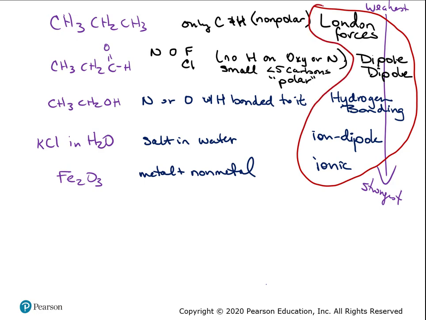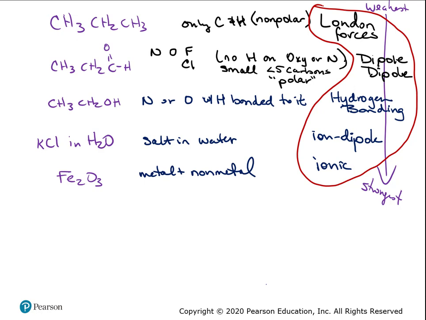London forces, if you see nothing but carbon and hydrogen. Dipole, dipole, if you see a nitrogen, oxygen, fluorine, or chlorine, no hydrogens on those, that's going to be dipole, dipole. Hydrogen bonding, if you see a nitrogen or an oxygen in a molecule with an H attached to it. So it can't just be an H anywhere, but the H has to be connected to the oxygen or the nitrogen. If you see anything in water, pretty much it's always going to be a salt in water. That's that ion dipole. And the last one, if you're just given a compound and the first element's a metal, then you know that it's the strongest of all the intermolecular forces, creating very rigid, solid structures at room temperature. Those are your salts. Those are the ionic compounds.